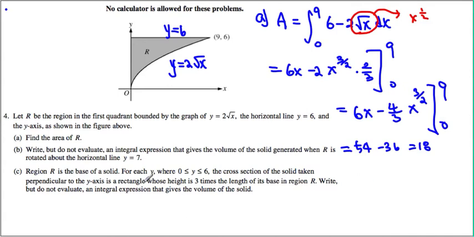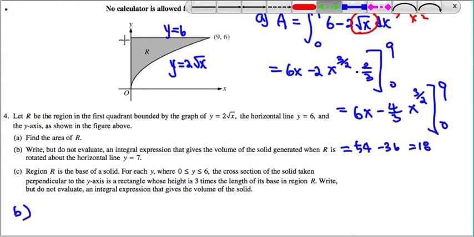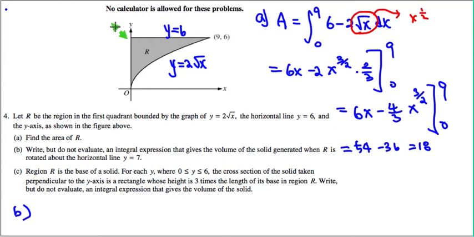Alright, so let us look at part B. Right, but do not evaluate the integral expression that gives you the volume of the solid when R is rotated about the y equals 7. Where's y equals 7? Since this is equal to 6, maybe y equals 7, let us assume that it is around here. Then what we need to do is this. We need to figure out the radii.